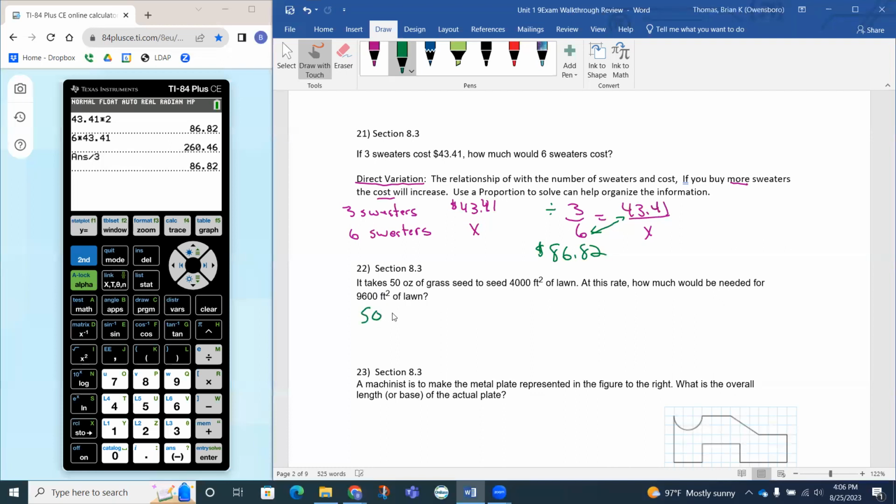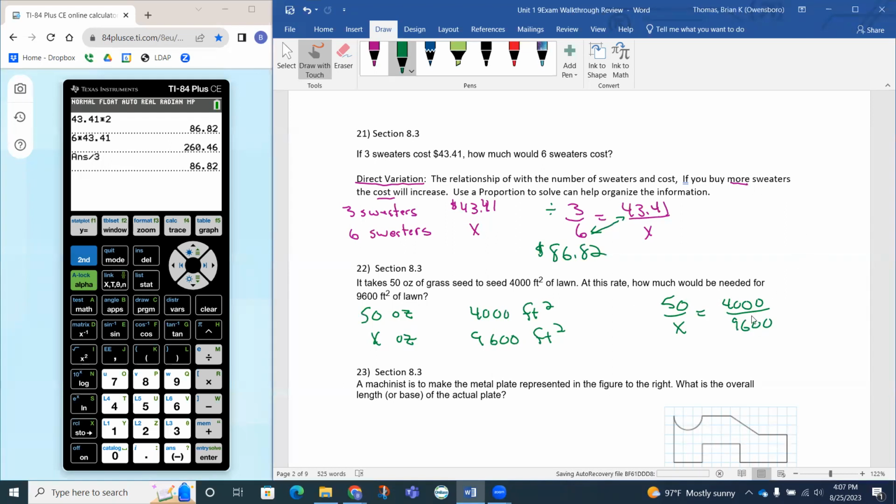So notice how 50 ounces goes with this 4,000 square feet. So since I did ounces over here, I want to go the same direction, ounces to square feet. We don't know how many ounces we have, so that's going to be X ounces. But we do know that the square footage is 9,600 square feet. So what I can do is use this method as a proportion. Don't change anything, just 50 over X. Just make it a proportion. And then 4,000 over 9,600. And we'll just let our calculator do the math.